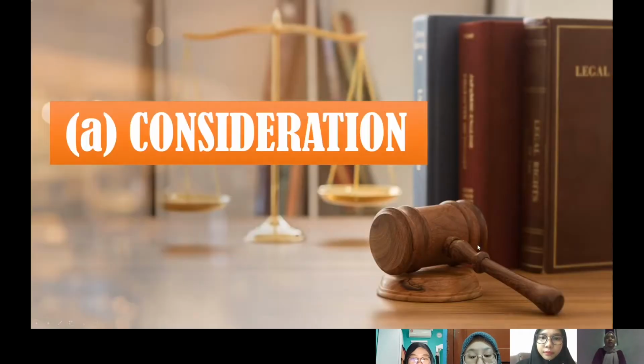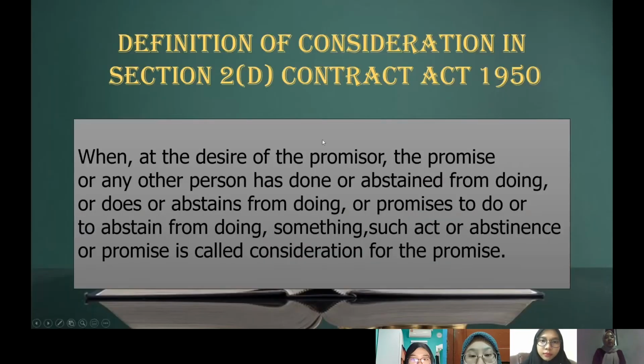So the first one is consideration. What is consideration? Consideration falls under Section 2(d) of the Contracts Act 1950, which is when at the desire of the promisor, the promisee or any other person has done or abstained from doing, or does or abstains from doing, or promises to do or to abstain from doing something. Such act, abstinence or promise is called consideration for the promise.